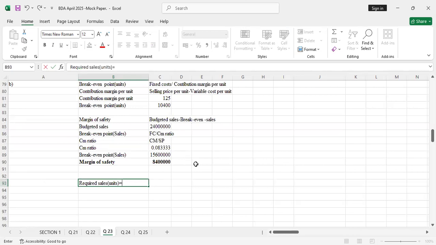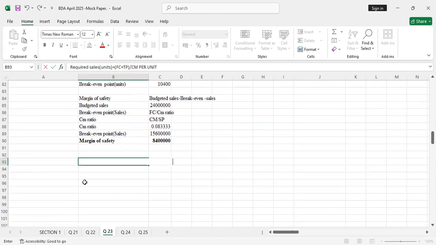The required sales in units equals, in brackets, the fixed cost, FC, plus the target profit, TP. You then divide all of this by the contribution margin per unit, not the ratio.